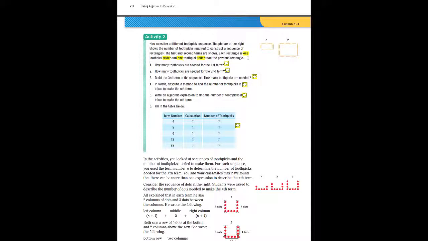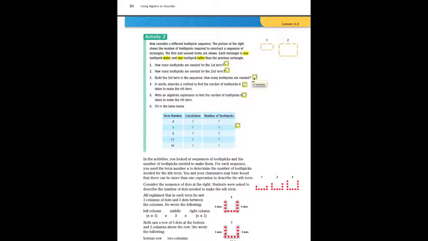Activity 2, number 1. How many toothpicks are needed for the first term? That's pretty easy. We can count them. There's 6. How many for the second? We can count those. There's 10. If we build the third term, you could do this with toothpicks. You could do this with pieces of paper. A lot of different things that you could do to represent this, but how many do we need for the third term in this? And for the third term, there's going to be 14 toothpicks. So we've gone from 6 to 10 to 14.